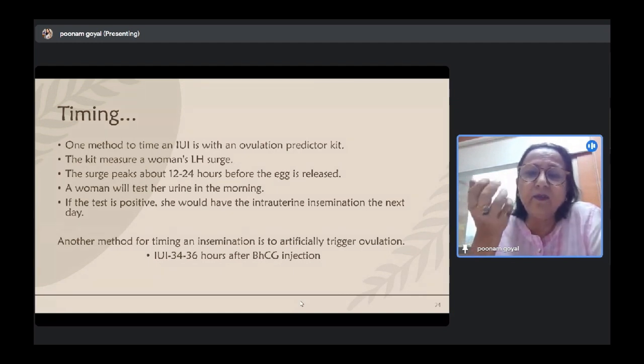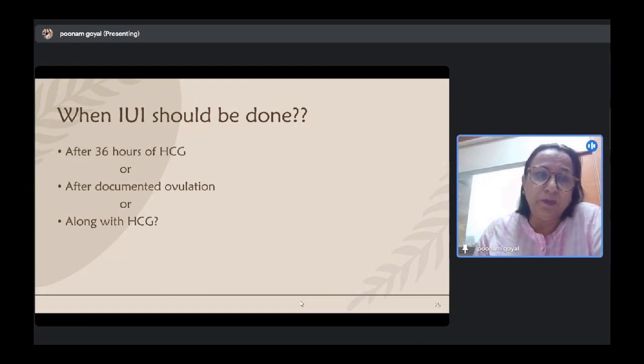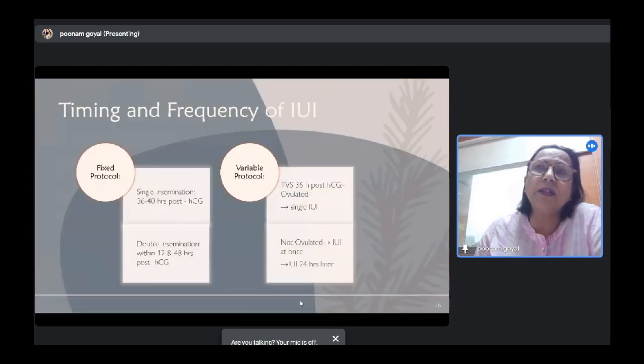Another method is that we give the trigger, using an HCG injection, 34 to 36 hours or maximum 40 hours prior to the time of IUI. Now, when should IUI be done? After 36 hours of HCG or after documented ovulation, or along with the HCG, thinking that sperm will stay there for 3 days.